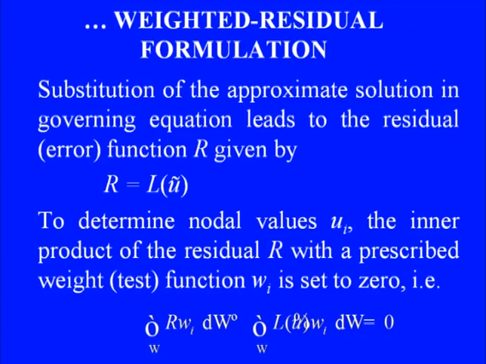Okay. So this is the start of the weighted residual formulation. Next we will substitute the approximate solution in the governing equation, and that will lead us to a residual function which we will denote by symbol R. And to determine the nodal values u_i, we will take the inner product of the residual with a prescribed weight function, or what we call test function, and we will set it to 0. So this is what we would do in our finite element formulation. Let us get back to our board.